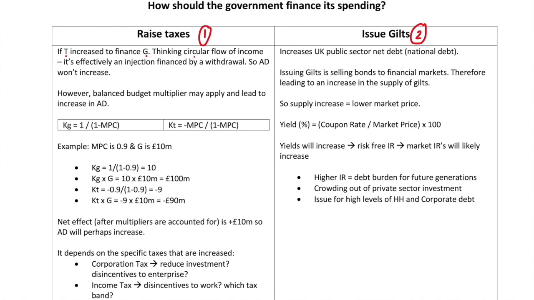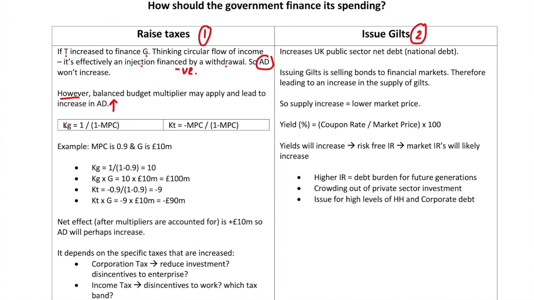So if you're to increase your taxes to finance your government spending, then if you think about the circular flow of income, withdrawal and government spending is going to be injection, but if they're equal to each other, well, there's not going to be an increase in AD here, so that might not be a reason to do it. So that could be a disadvantage of doing that route. However, it's worth being aware of the balanced budget multiplier, and that may apply, and that may actually lead to an increase in AD. We'll just go through a simple example of why.